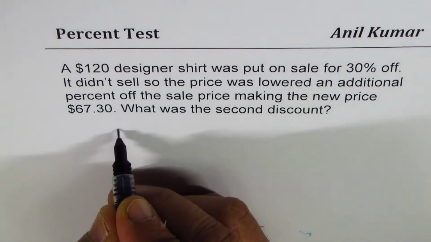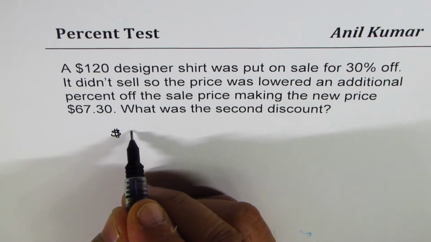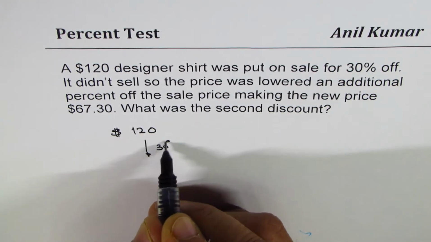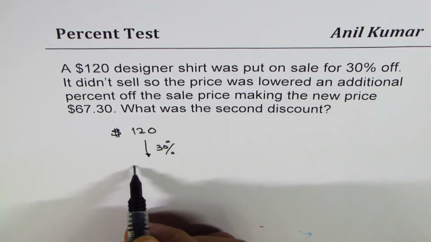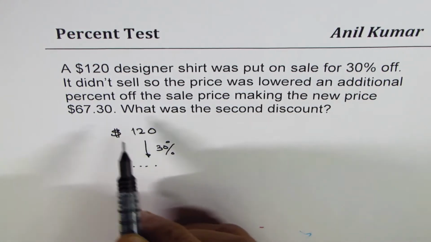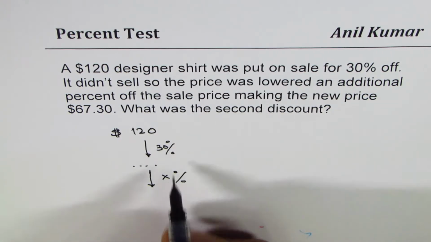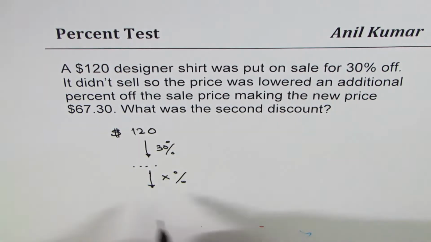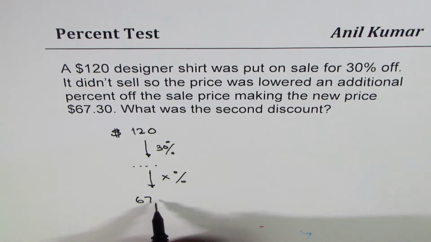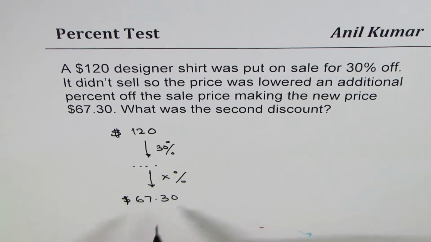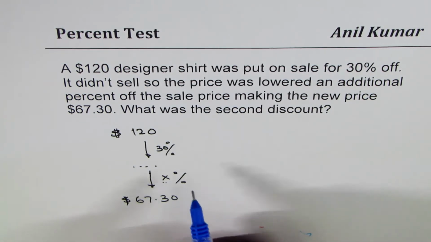So what we note here is that the initial price is $120. We are given 30% off. Then we get some price. It didn't sell at that price, so X percent additional off is given. And finally, the price of the shirt is $67.30. We need to find what this X is, right? So that's the question.